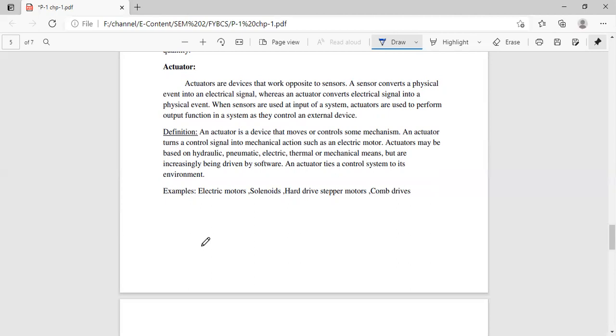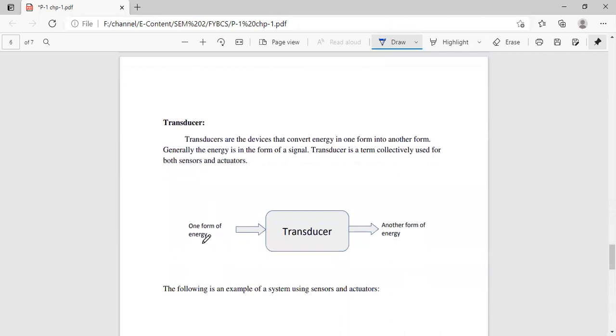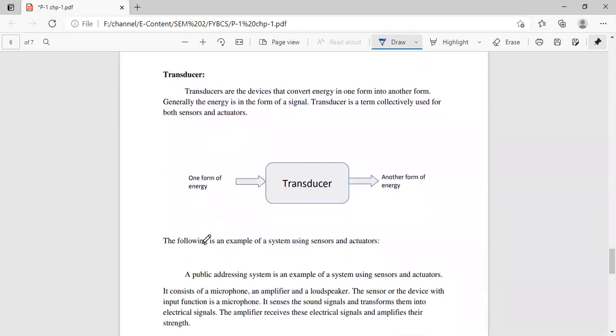And examples are the electric motor. What is the electric motor going to do? It is going to accept the electrical signal and produce a physical thing. Solenoids, hard drive, stepper motors, comb drivers, all these are examples of actuators. After that, we'll see what a transducer is. We have seen what a sensor is, we have seen what an actuator is, now we'll see what a transducer is. Transducers are devices that convert energy from one form to another form.